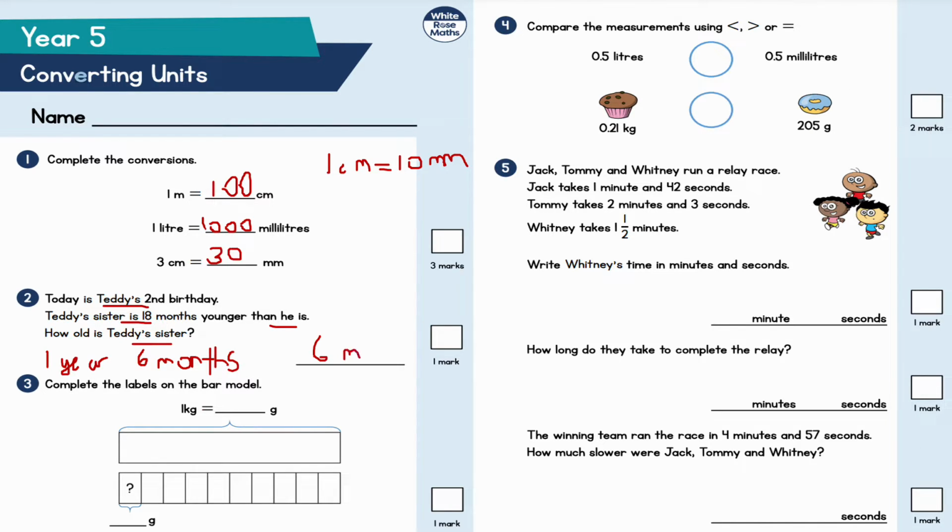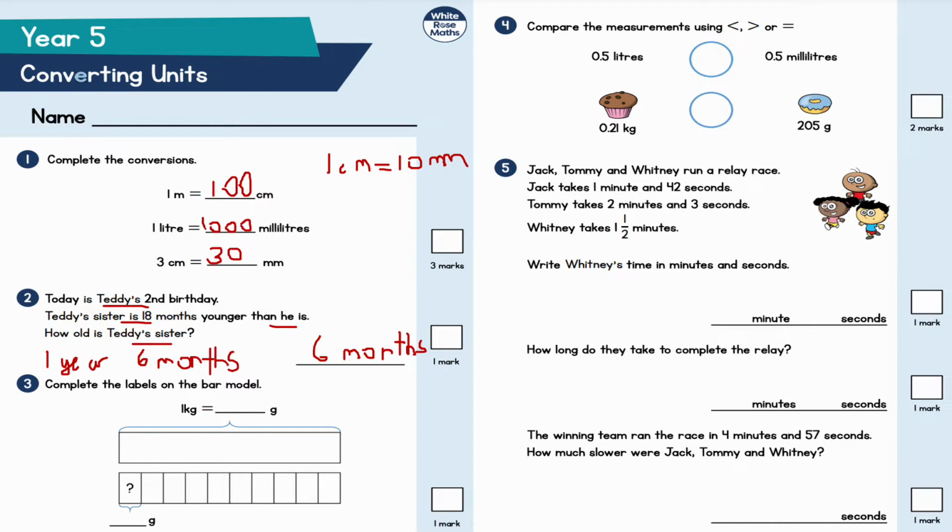Because 6 months add 18 months gives me 24 months. 24 months is the same as, or equivalent to, 2 years, because 1 calendar year is 12 months. January to December, or January to January, is 12 months.